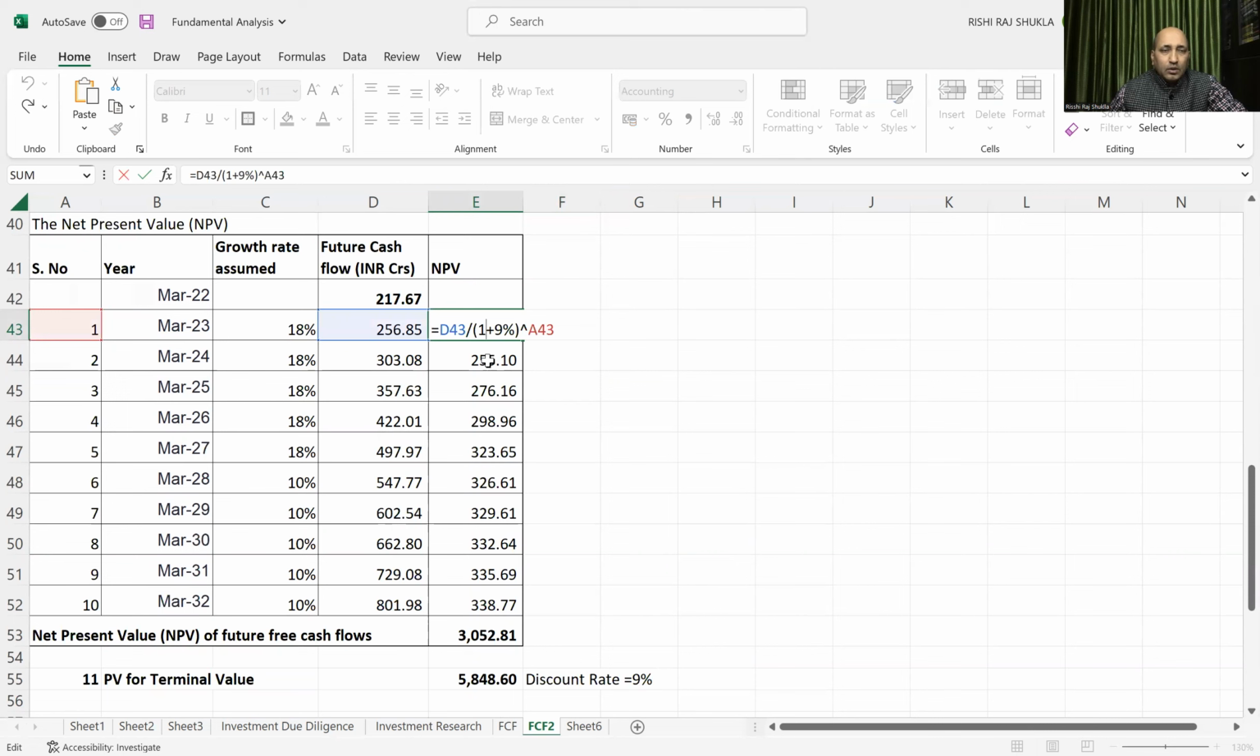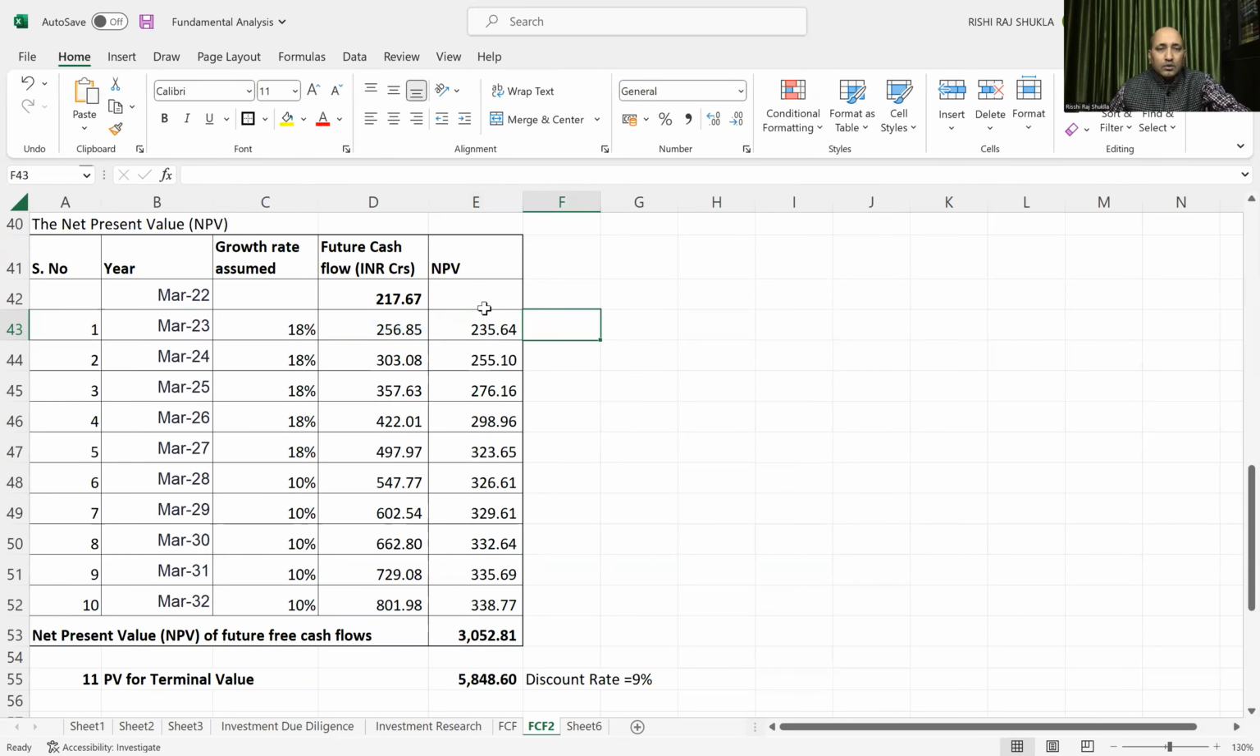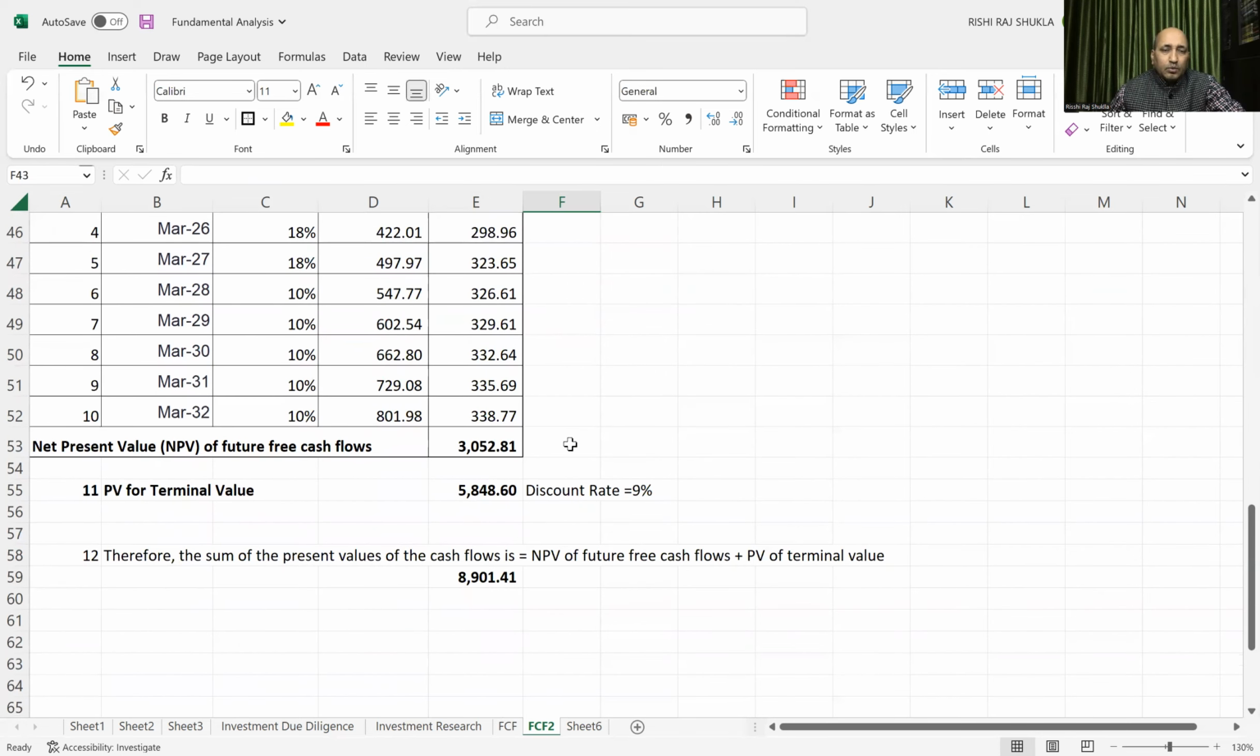For net present value, as we have learned previously, this future cash flow is divided by 1 plus 9%, raised to the number of years. So 9% is the discount rate at which we can discount the future flow. And then we can see this figure coming. So all these figures came from this formula. When we added all this in here, we are getting 3052.81 as the total net present value of future cash flows.